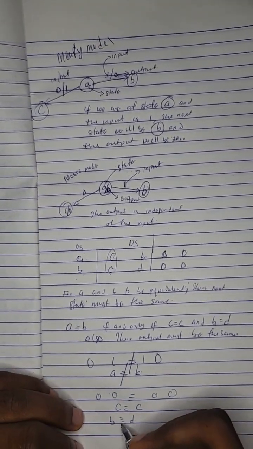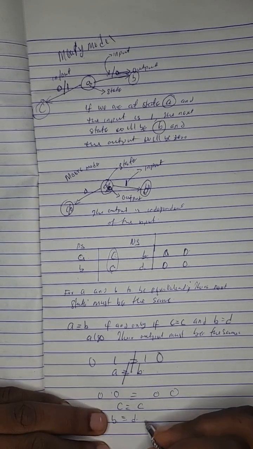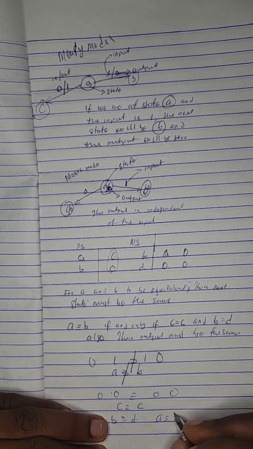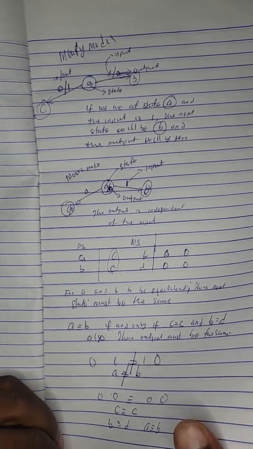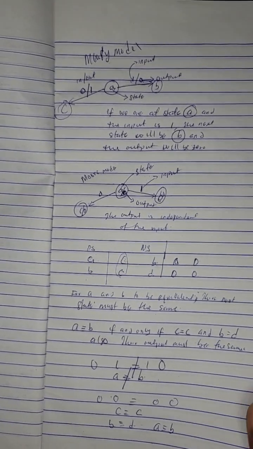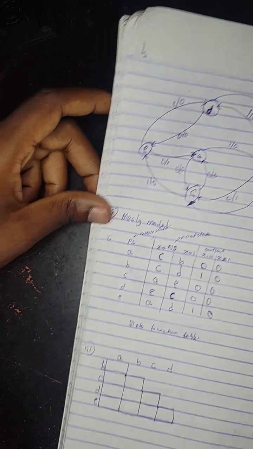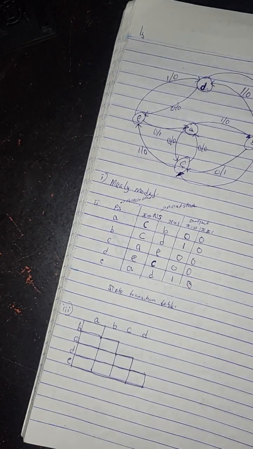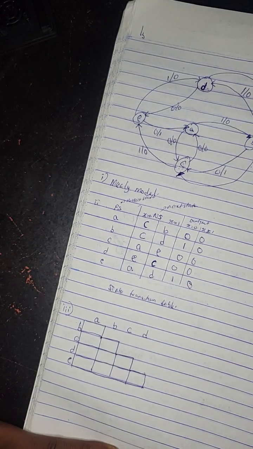So now we just need to prove that B is equal to D. Then if we prove that B equals D, we can say A is equal to B. So that's the whole idea of transitivity of equivalency. So now, how do you put all of this in the implication chart?